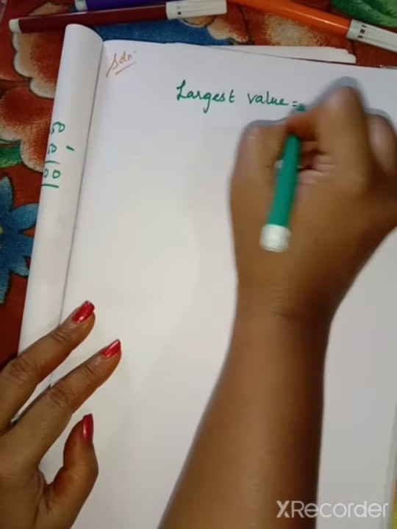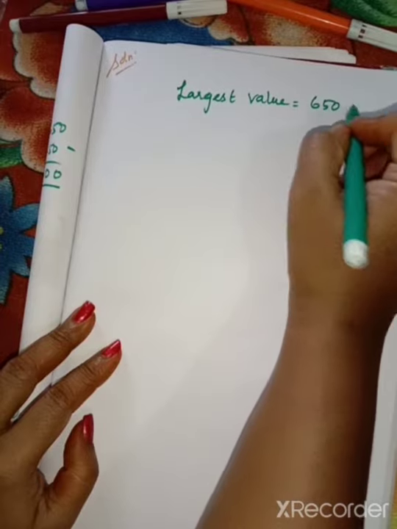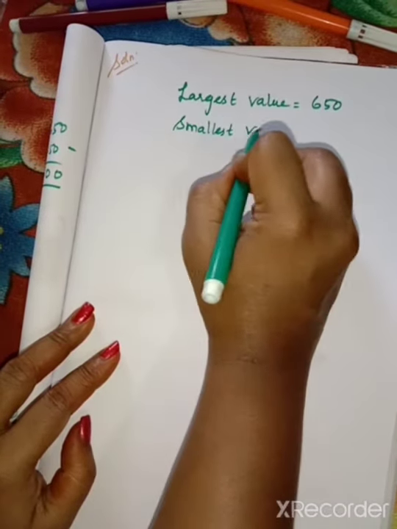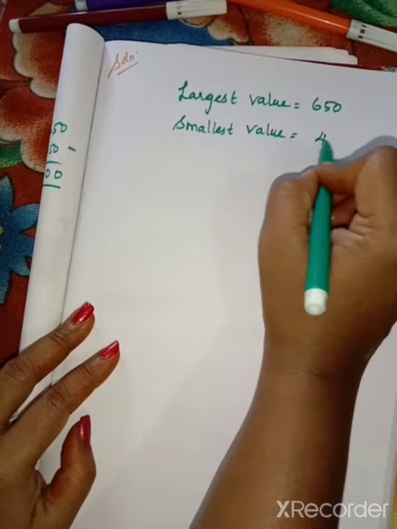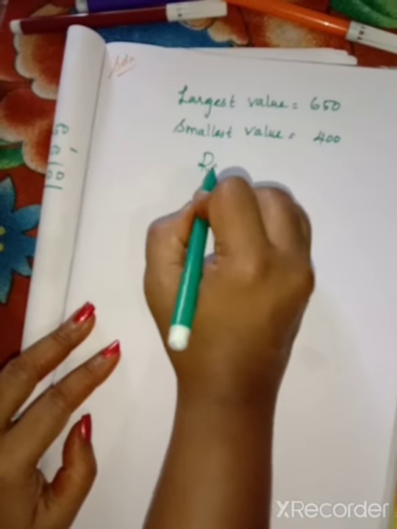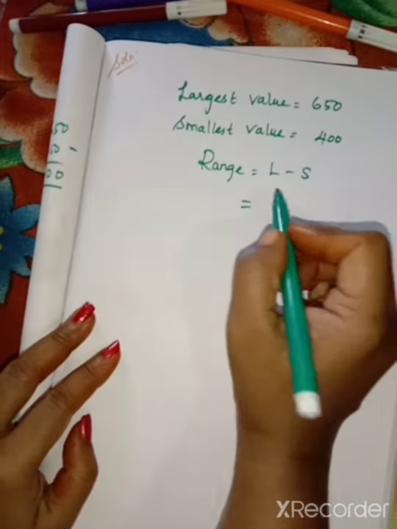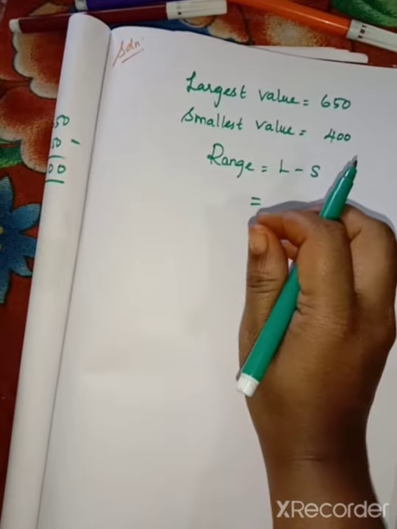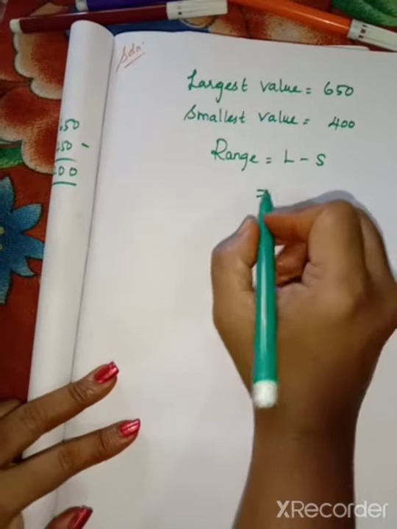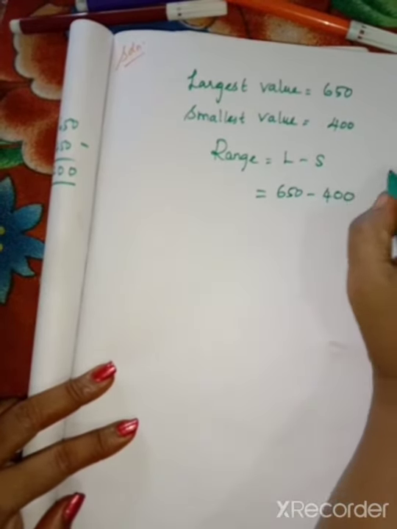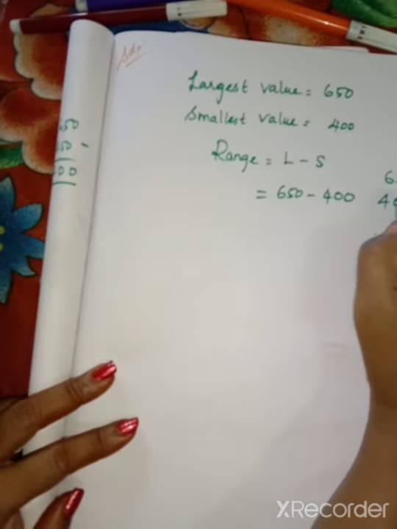Largest value equal to 650. Then the smallest value is 400. So the range formula is L minus S. So the largest value is 650 minus 400. So here we want to subtract 650 minus 400.